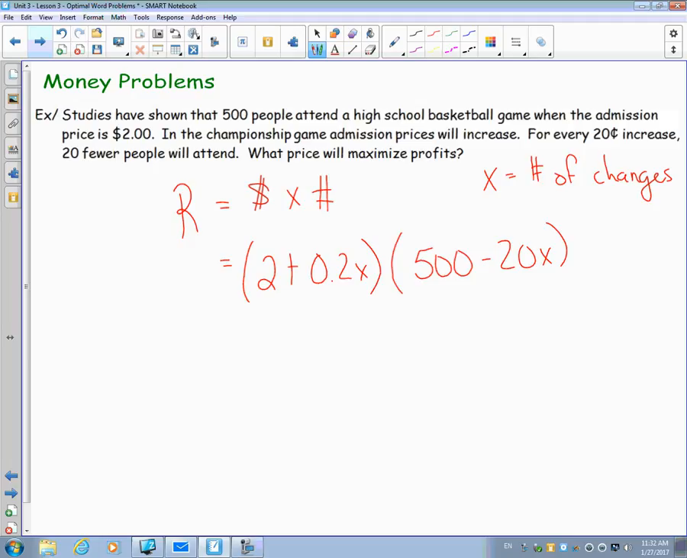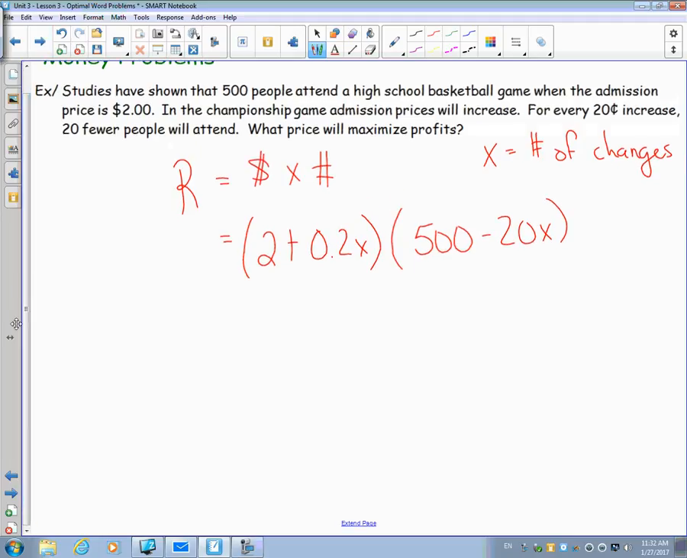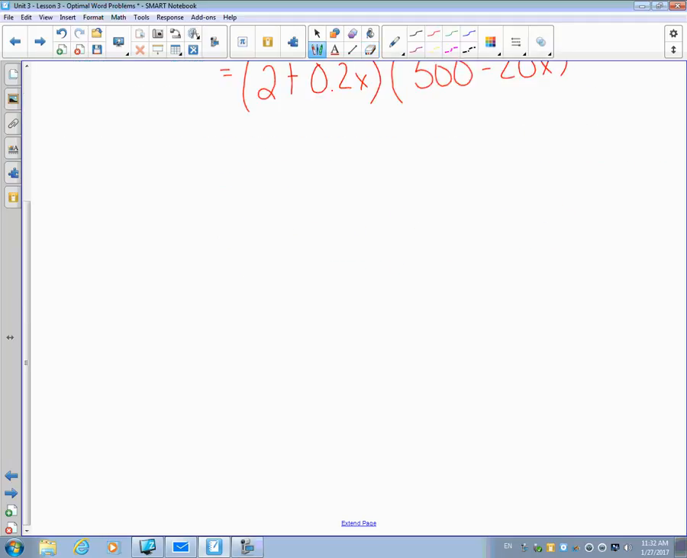Now, this is factored form. If you want to work with factored form in zeros, you're more than welcome to. Or we can FOIL this, put in standard form, use negative b over 2a. It's totally your choice. I'm going to do both right now just so we can see, okay? So let's do the zeros way first.